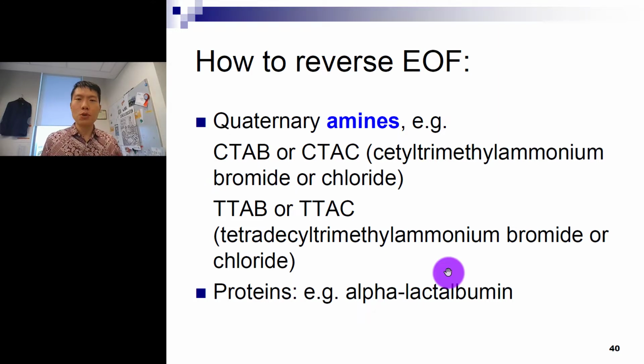So how do we do this reversal of the EOF? Now some additives: we have quaternary amines, we have CTAB, CTAC, these are your N plus. TTAB, TTAC, tetradecyltrimethylammonium bromide and chloride, and then proteins, your alpha-lactalbumin here. Your test exams are open book, so don't worry about memorizing it.